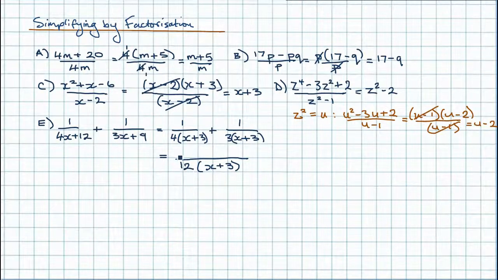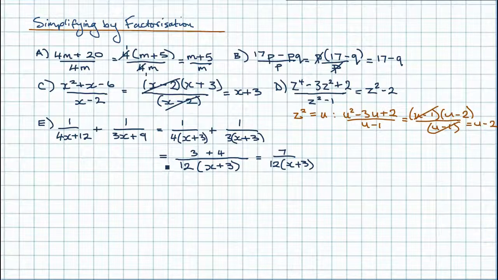And now I can add my fractions, but I have to remember to multiply by 3, because 3/12 will give me 1/4, which is what I had originally. So 1 times 3, 3, plus, and here I have to multiply by 4, because 4/12 is going to give me my 1/3. So 3 plus 4. Then if I add these together, I'll end up with my simplified expression, 7 over 12 times x plus 3. And I could multiply this out, but I think that's just going to make things a little bit more unwieldy, so I can leave it like this. This is my simplified version of these two fractions combined.